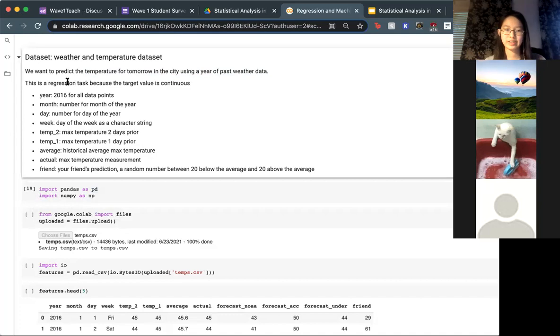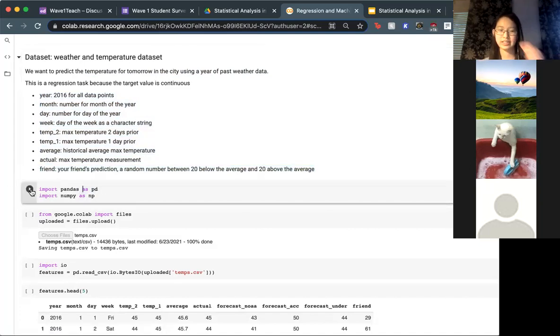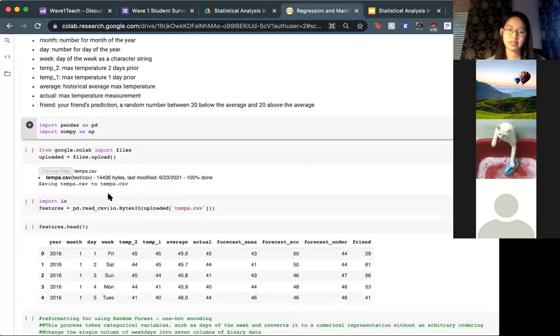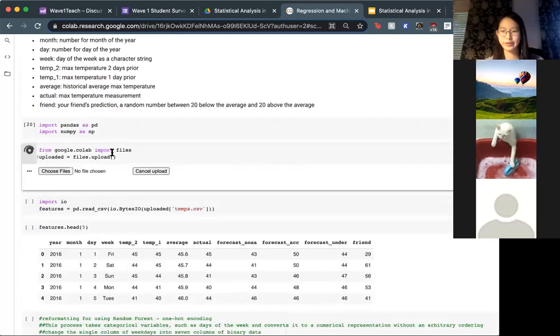The features you have here are the year, the month, the day, the week, the temperature a few days before, the temperature a day before, the historical temperature for the day that you're looking at, and the actual temperature that it was. And then maybe your friend's prediction if you wanted to do that too. But that's what the data set contains. So let's try this out real fast, how I would construct a prediction for this.